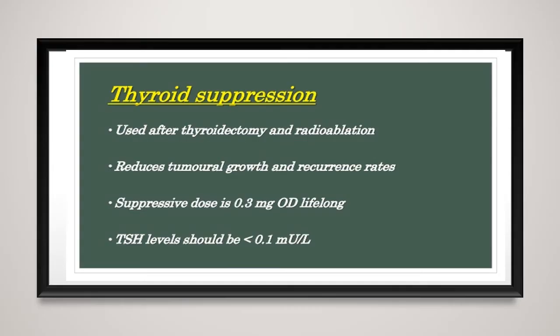In summary, thyroid suppression is used after thyroidectomy and radioablation of the thyroid gland. It reduces the tumoral growth and recurrence rates after surgery or after radioablation. Suppressive dose of thyroxine is 0.3 milligrams daily for life long. And the TSH levels should be less than 0.1 microunits per liter.